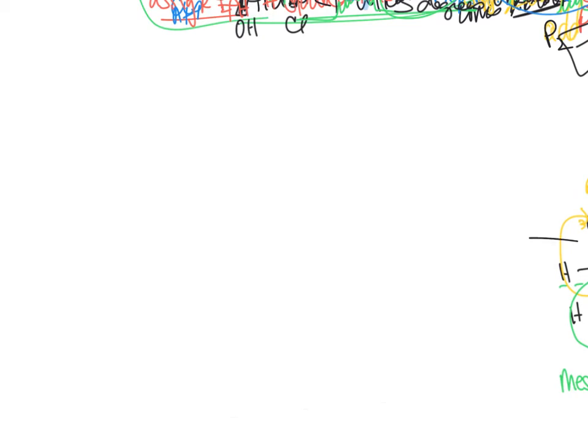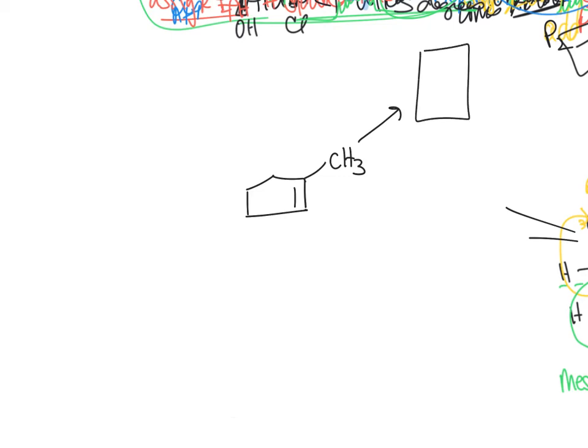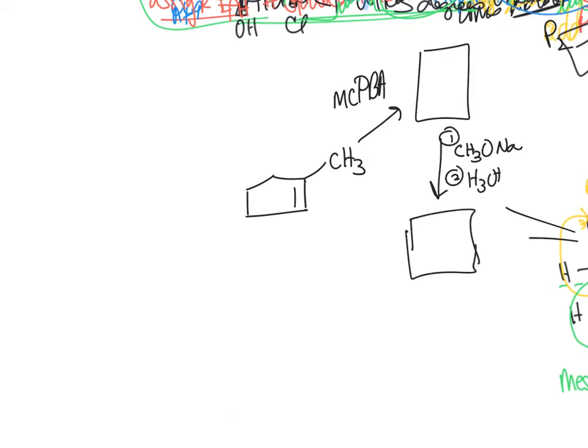Okay, so I'm going to put some reactions up here, and then you can stop this and try to see if you can do it. And then you can check it. But let's look at something like this. Okay, and what would you use? What would this do? MCPBA. And what would that give you if you reacted that with sodium methoxide and then H3O plus? All right, so fill in that box.